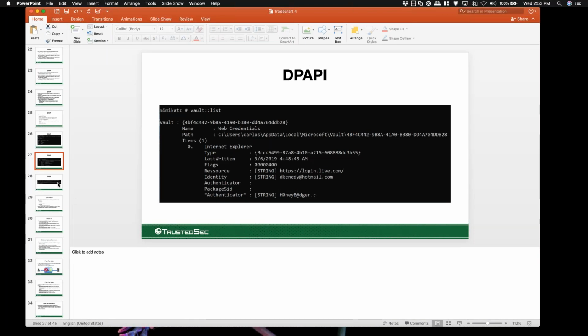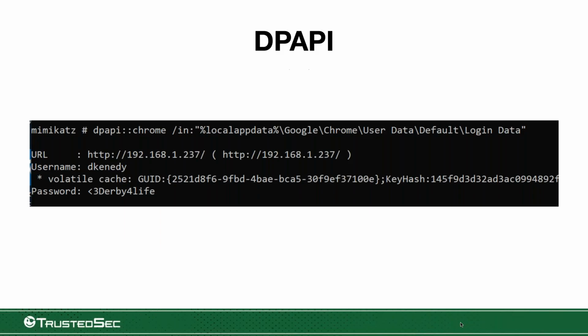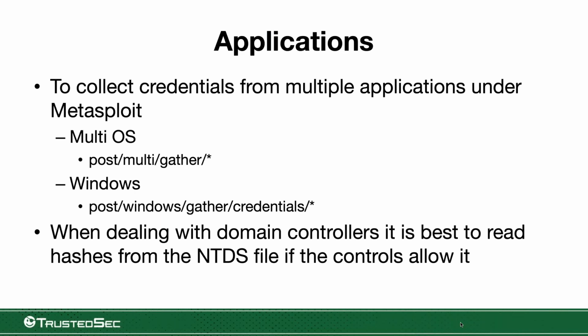As you can see, DPAPI is super useful. We can do quite a bit with it as an attacker to get all types of credentials, all types of information. Now, when we're going after applications, there are multiple Metasploit modules.